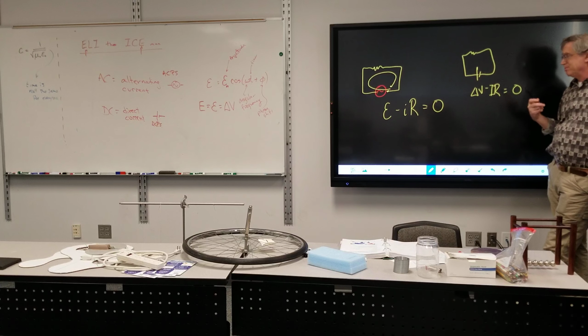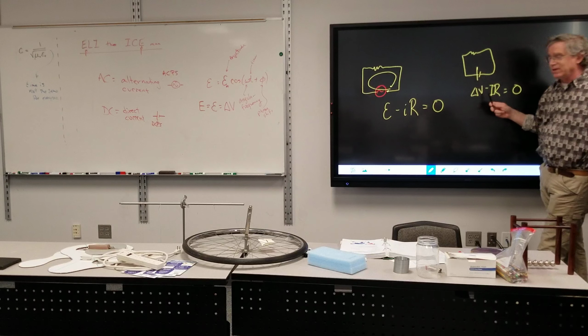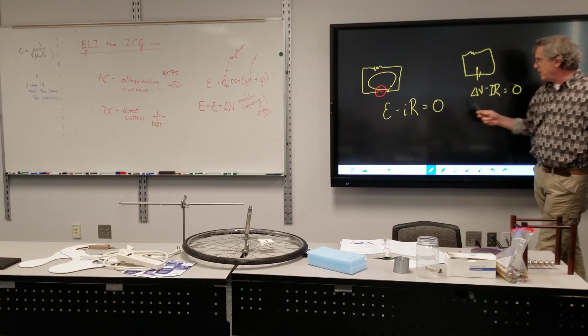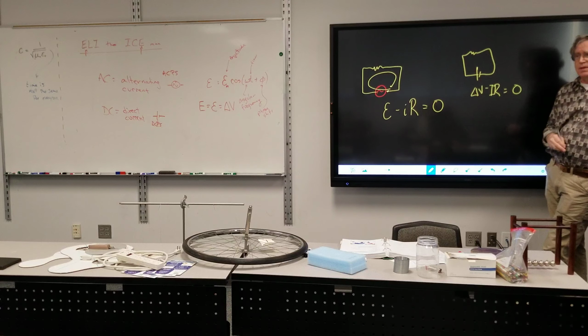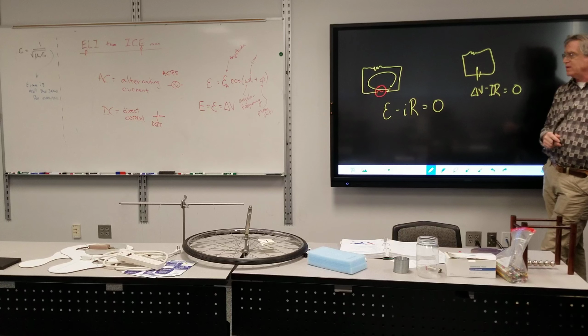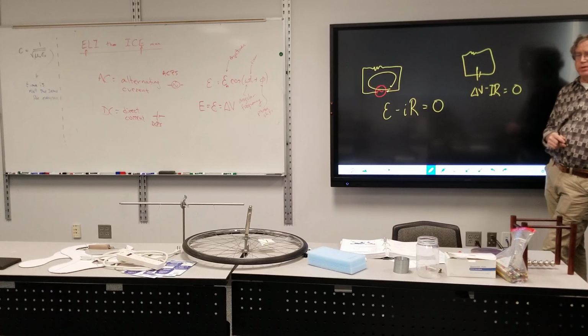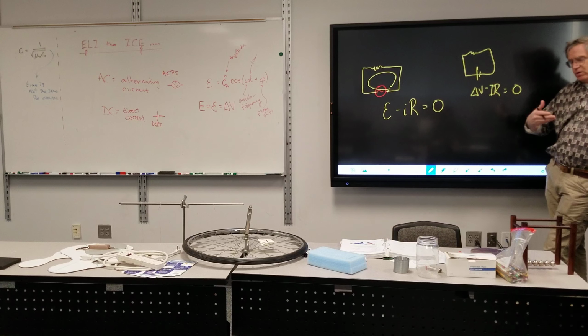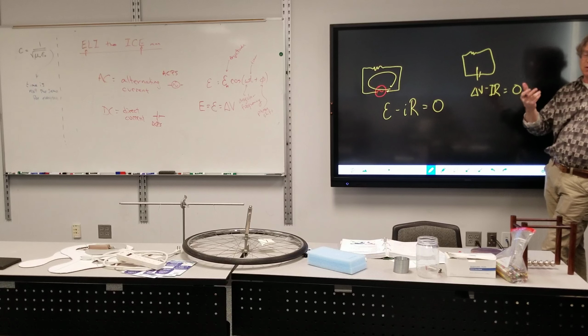If you'll notice, not only do we have the epsilon versus the delta V, we have a lowercase i versus an uppercase I. Lowercase i represents the formula for the oscillating current, because the current's going to be moving back and forth also. Voltage flips back and forth, current flips back and forth.